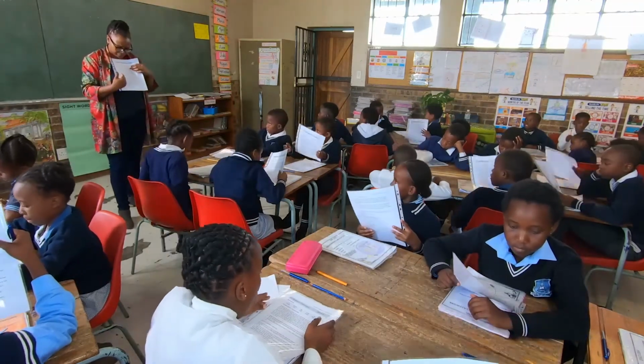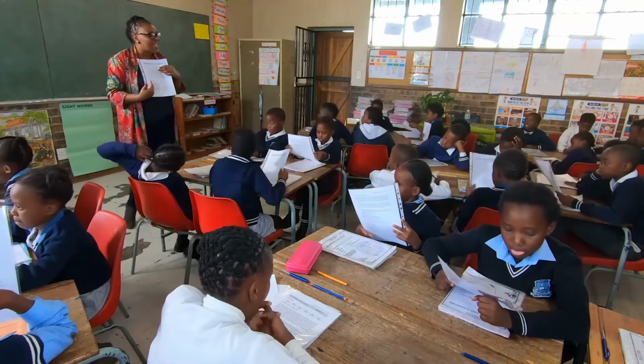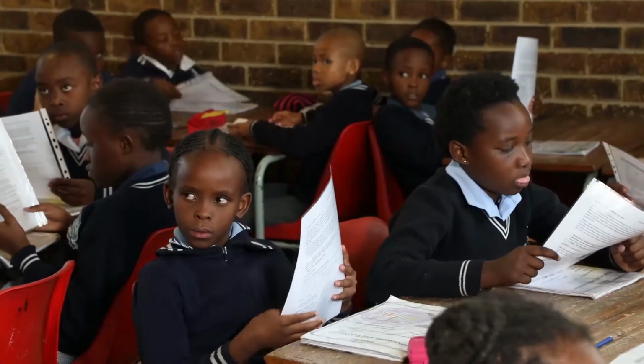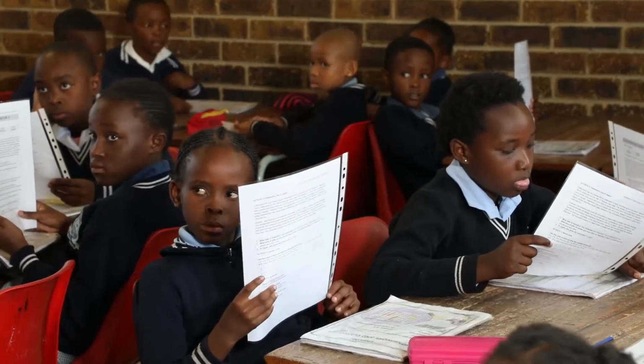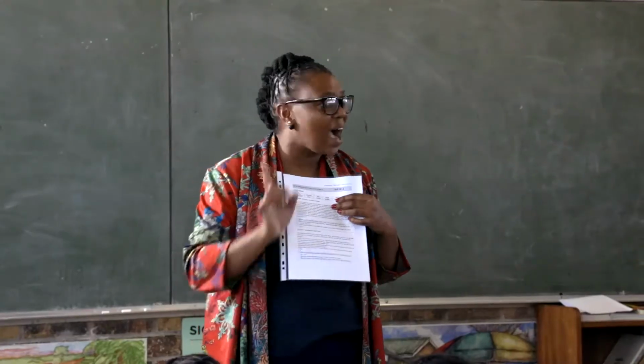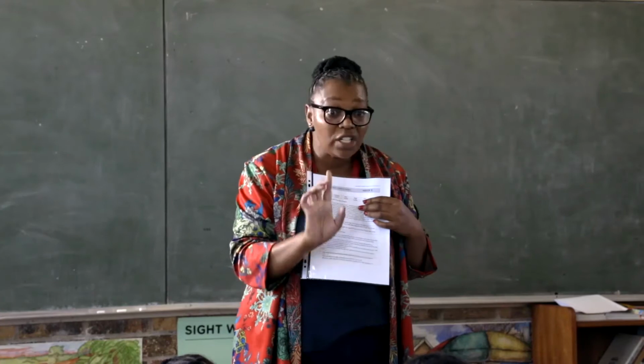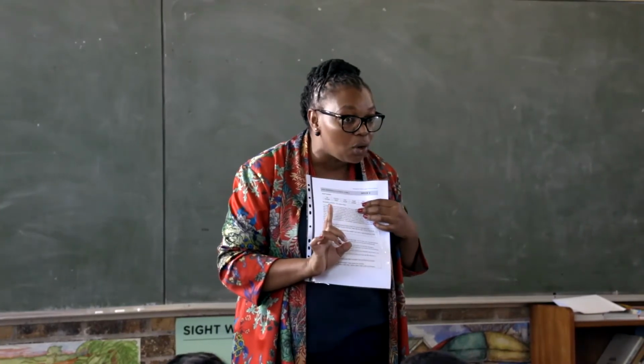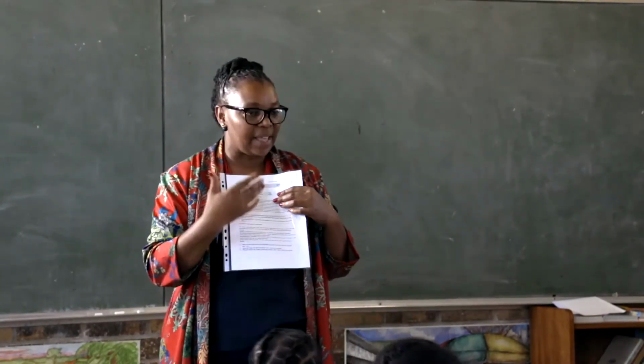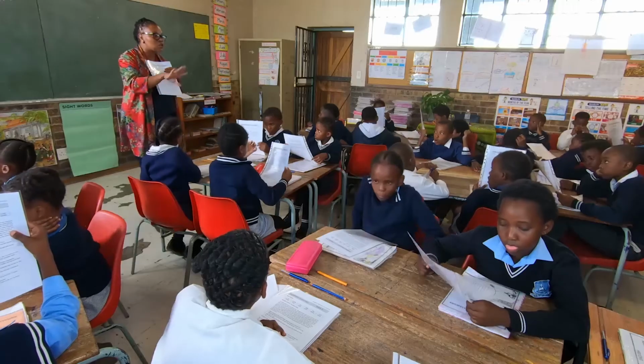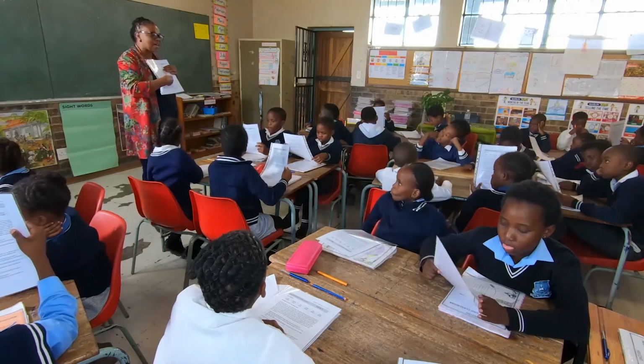You will read the story silently. You will use your number 1 voice. Your number 1 voice is a very quiet voice, which means I will not be able to hear you. Only your friend will be able to hear you. So you will read, and then you will take turns to talk about the story amongst each other.